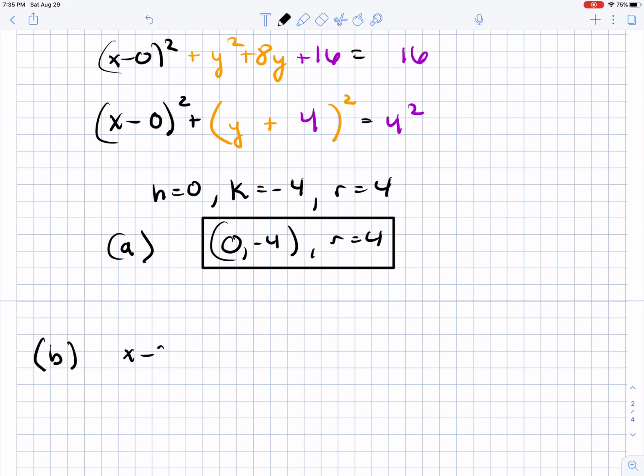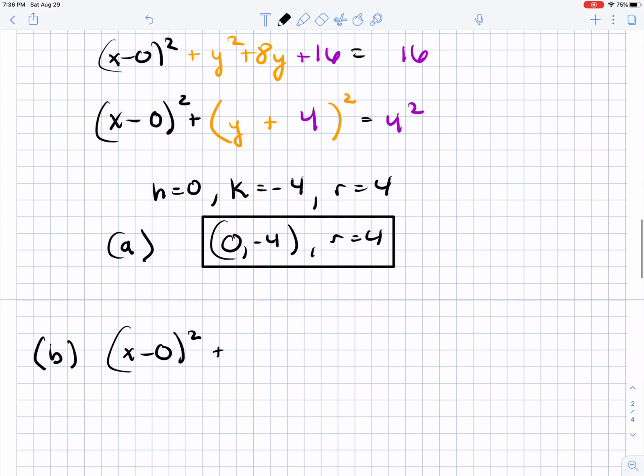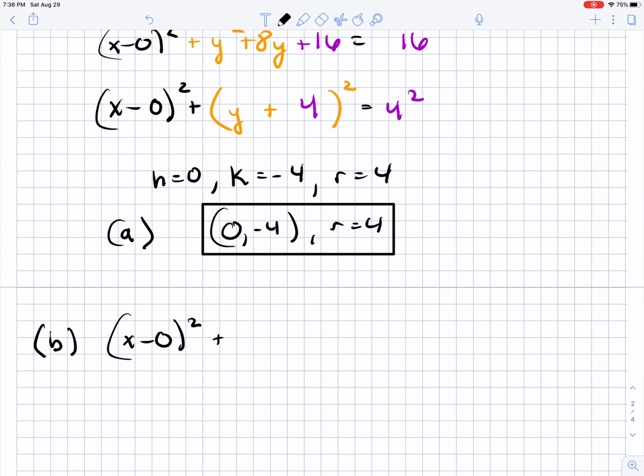We have this x minus 0 squared. Let me think about it, because we divided out that 2. I think this is fine. I'm just going to go with it. Maybe dividing the 2, we might need to have factored that 2, but I'm just going to go with this one right now. y plus 4 squared equals 4 squared, okay?